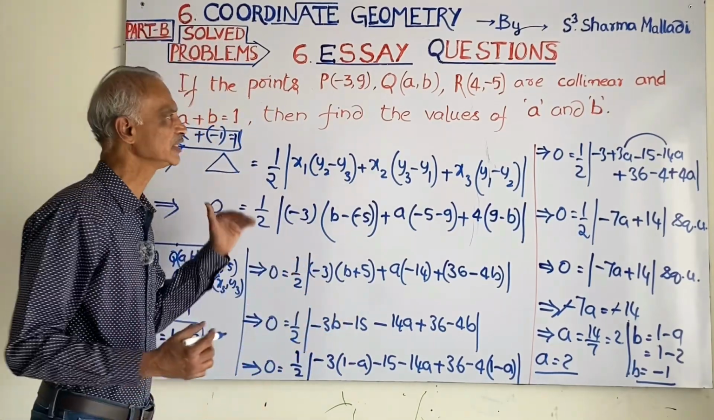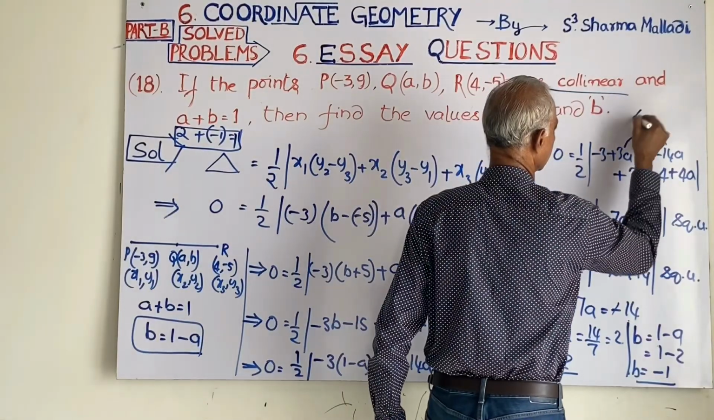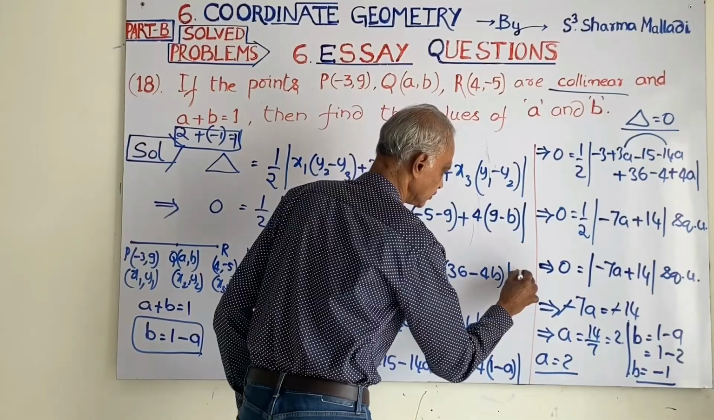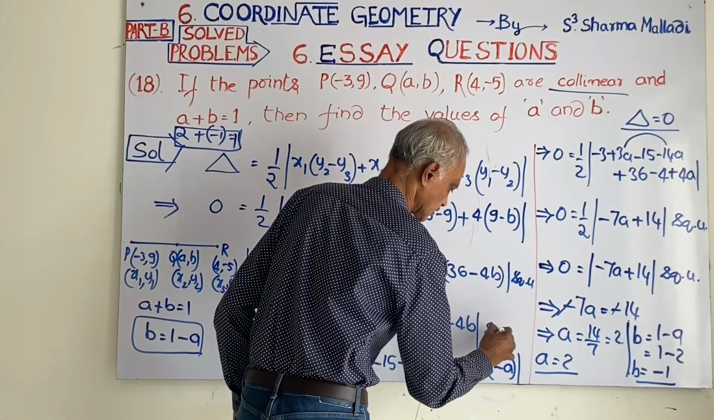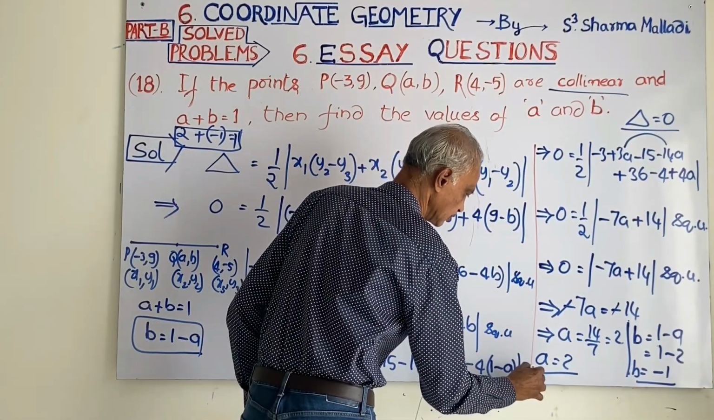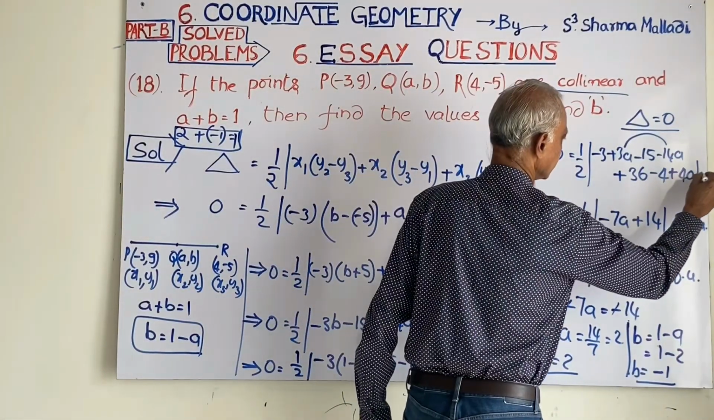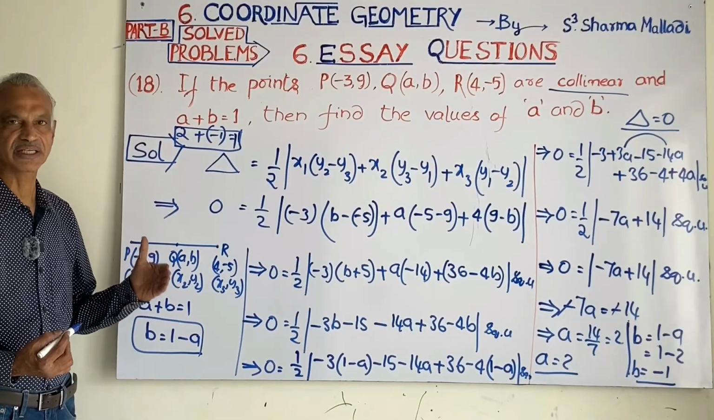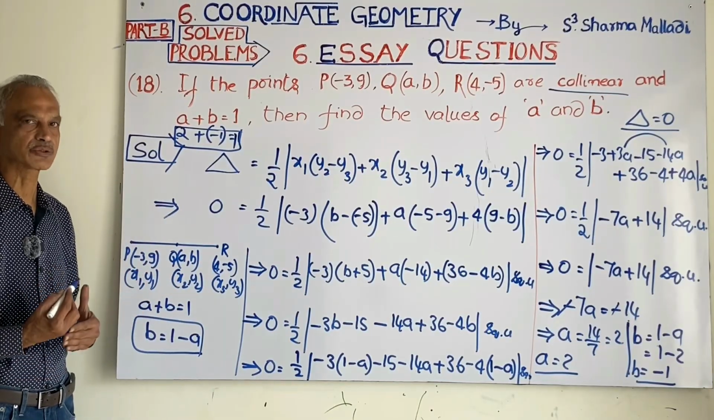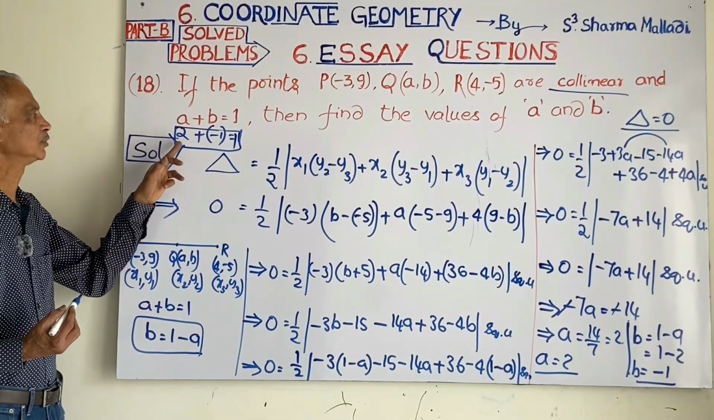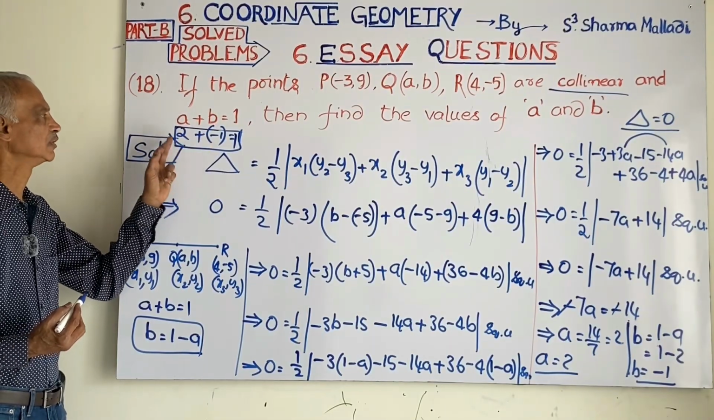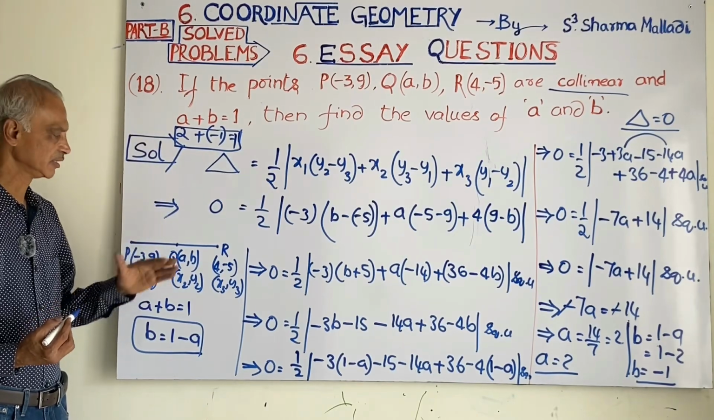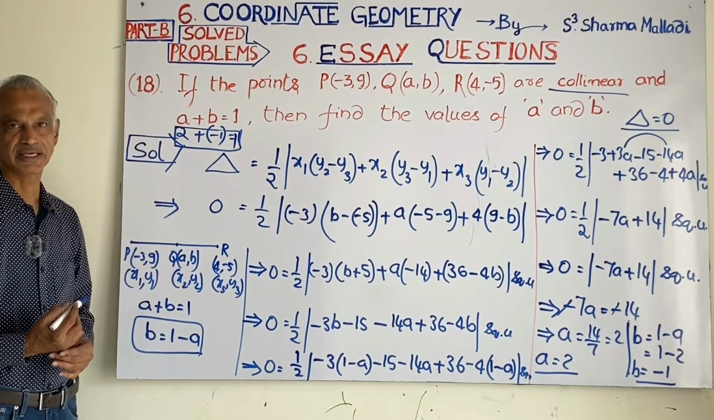Like this you have to do. Collinear points means you have to take area of the triangle is 0. Actually you have to write square units here. Square units. Here also write square units. You got the answer. a is equal to 2 and b is equal to minus 1. You can check whether our answer is true or false. You take LHS. 2 plus minus 1. 2 minus 1 you will get 1. That is RHS. Like that you have to find the values of a and b.